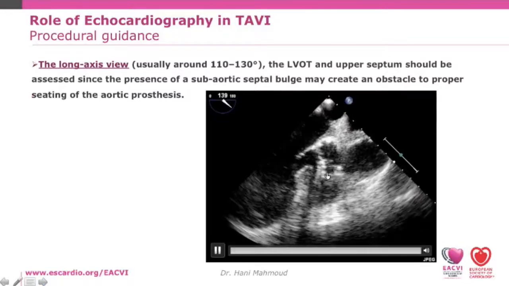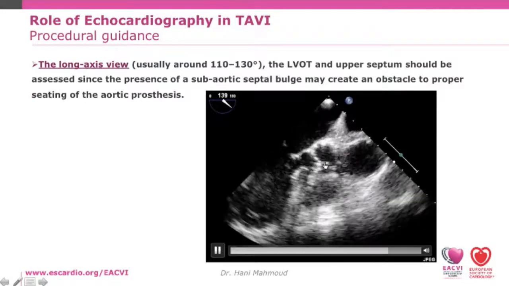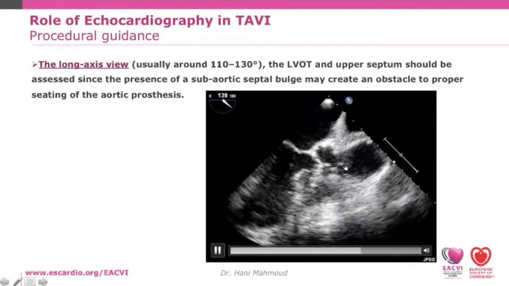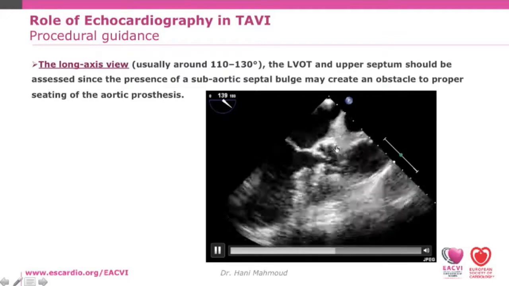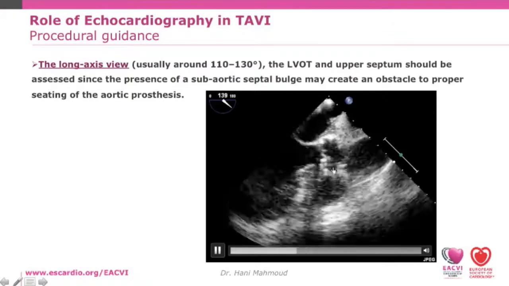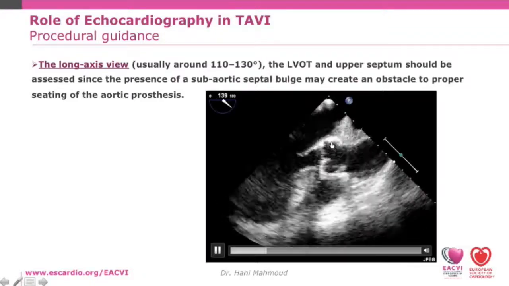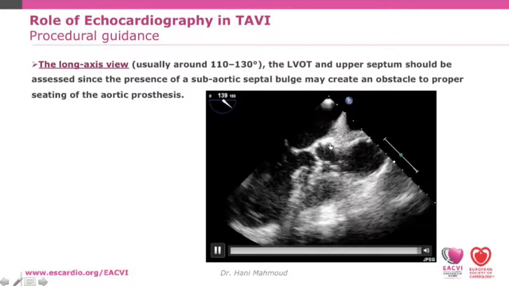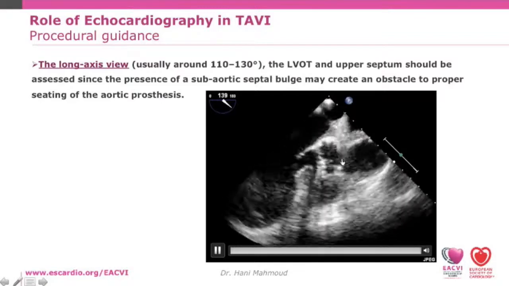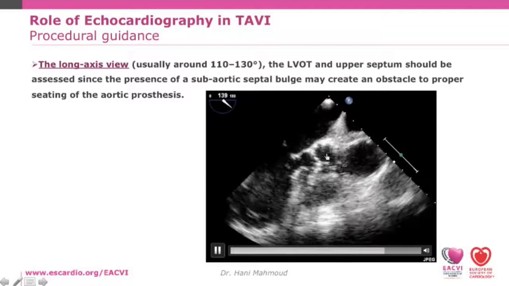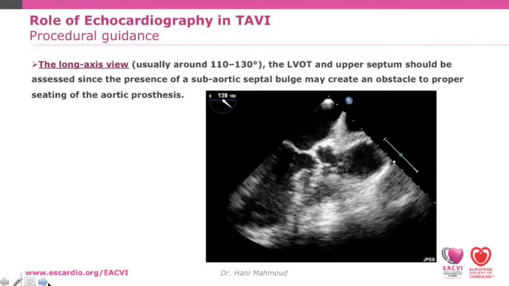Starting from this view, the long axis view, which is the most common view used during TAVI, you can appreciate the annulus and the sinuses and sinotubular junction. We know that if the sinuses of Valsalva are obliterated, defined by the difference between the sinus of Valsalva diameter and the sinotubular junction, if it is less than 5 millimeters, that carries a higher risk for coronary occlusion.